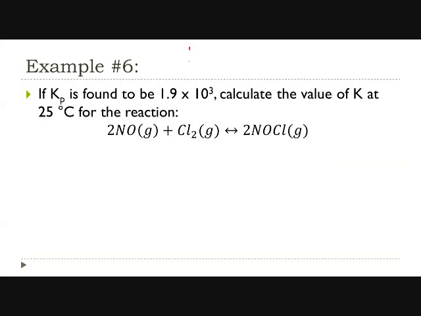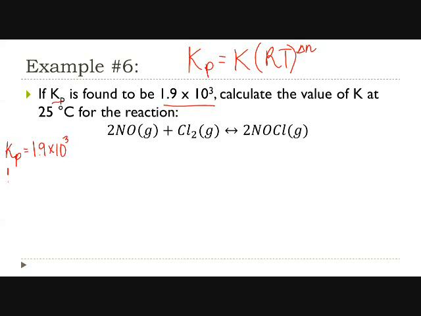Okay, so our equation we want to use, notice how also R times T are both raised to the change in N, so you have to multiply those together before you raise it to the power, so just be careful with that. Sometimes people only raise the T and not the R, so that would give you the wrong answer. So the Kp is given to us. The 1.9 times 10 to the third is the Kp. So that means we're not going to solve for the Kp, we're actually going to solve for the regular K this time.